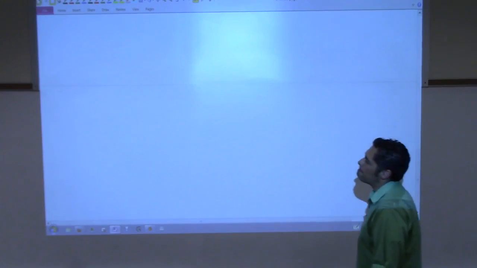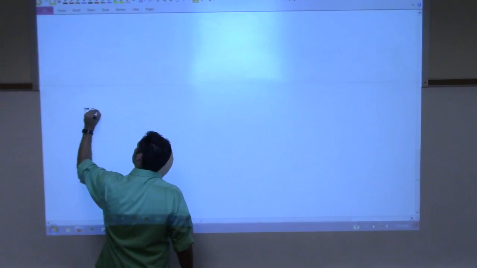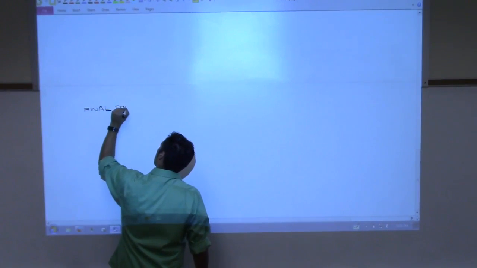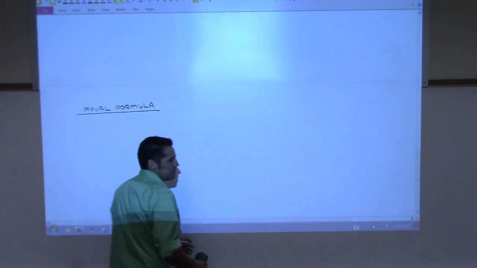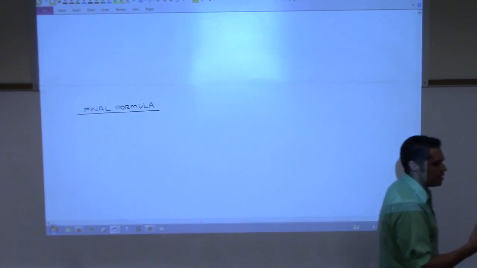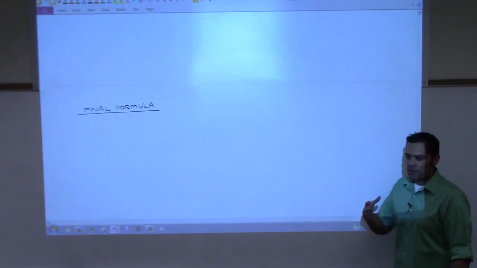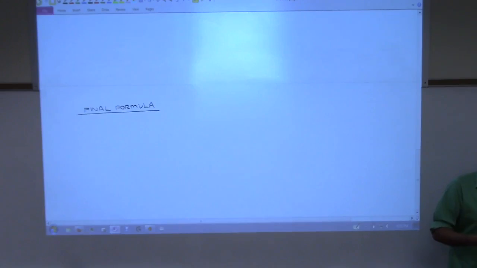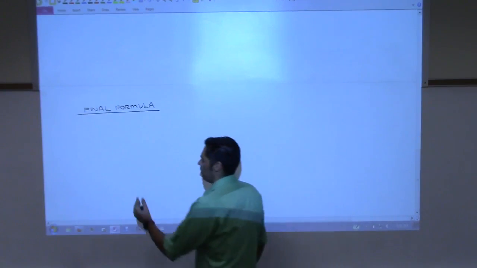All right, a final formula. So when it comes down to it, everything I've done up to this point was just trying to develop the idea, because I don't want to just throw a formula on the board and be like, there it is, now let's use it. I wanted you to understand where each of the pieces come from. But really, at the end of the day, you just need to know how to use it. All right? So here's the final formula.